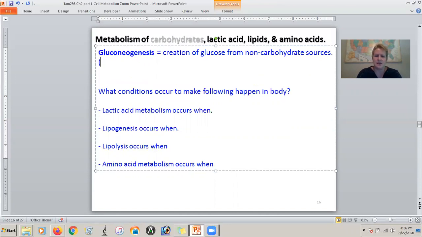Now that can include making glucose from lactic acid, from lipids, from amino acids. Our body can make glucose from all of these things and more, because glucose can be used to make these things. And remember, let me back up here.